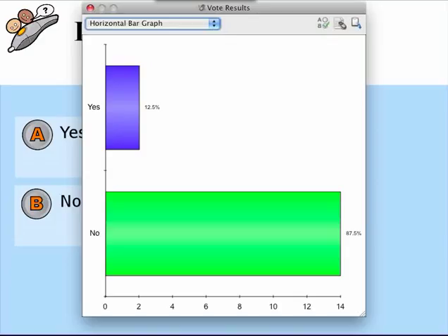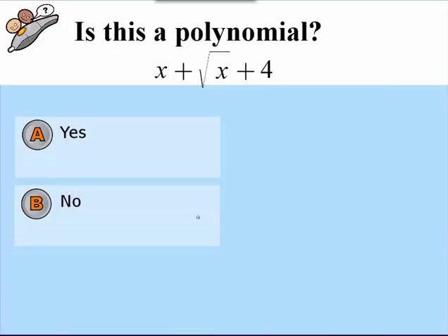I'm actually really surprised. The majority of you got this right, because I was thinking first one. For those of you who said that's not a polynomial, why not? The square root, that's exactly right. If you didn't catch what I said, x squared, x cubed, x to the 4th, you can't have the square root in there.